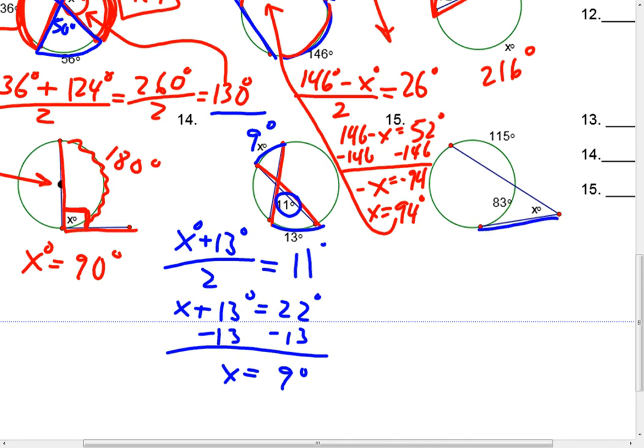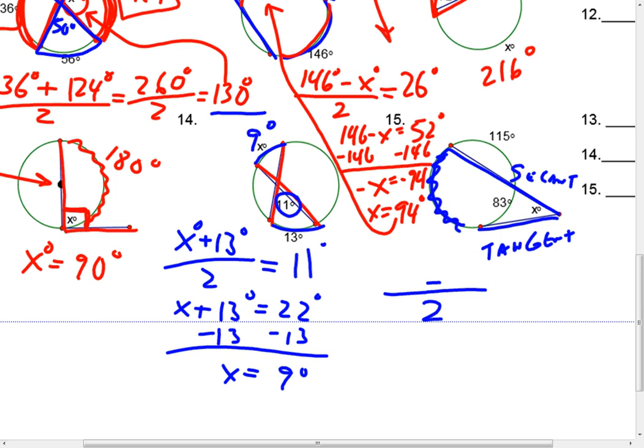Last one is a tangent secant situation. Anything dealing with the tangents or the secants dealing with the angles and arcs means I subtract the arcs, divide by 2. But it's got to be the arcs that are trapped within. So this one here and the 83. What's left if I've got 115 and 83 within the circle already? That is what's left? That 162.